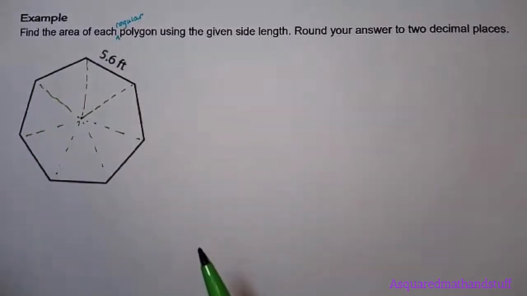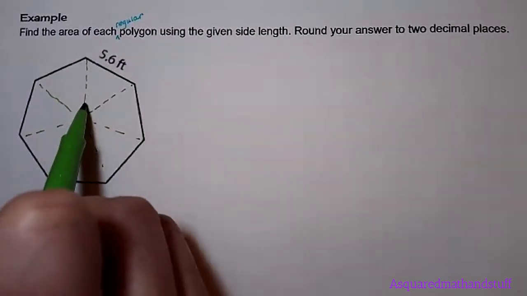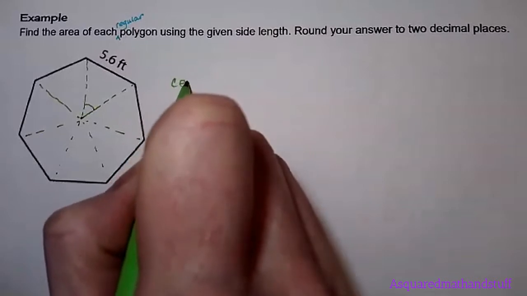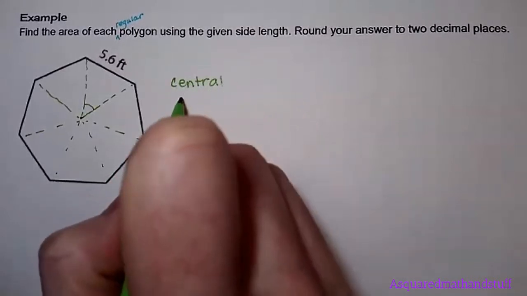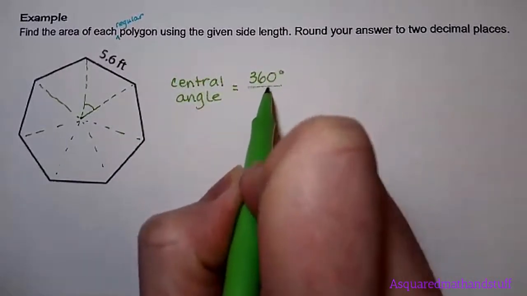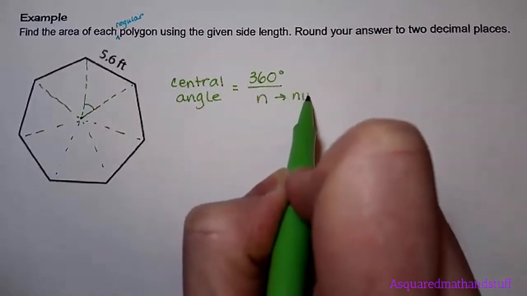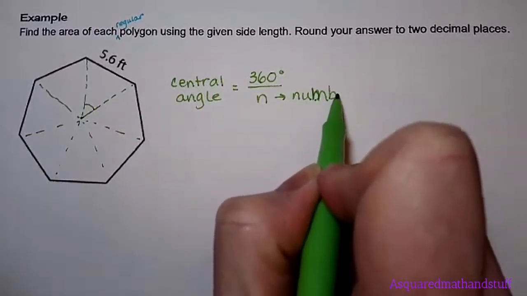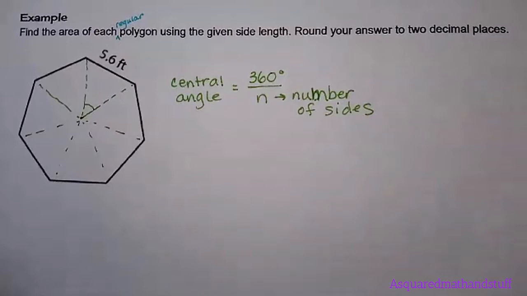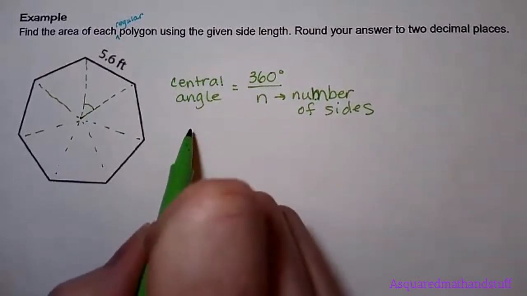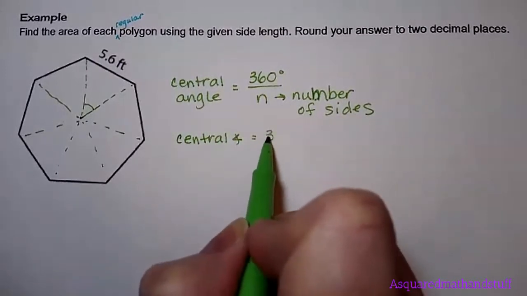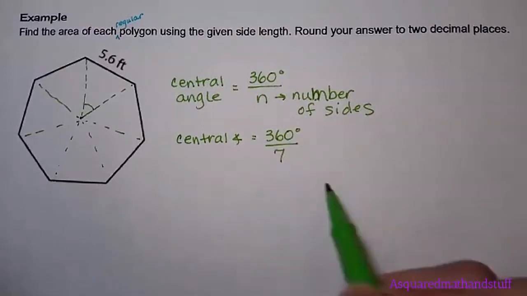we can actually calculate the central angle. So recall that our central angle is 360 degrees divided by the number of sides. So let me write that for you again. Central angle is equal to 360 degrees divided by n, or the number of sides. Okay, so in this case we have 7 sides. So our central angle is equal to 360 degrees divided by 7.